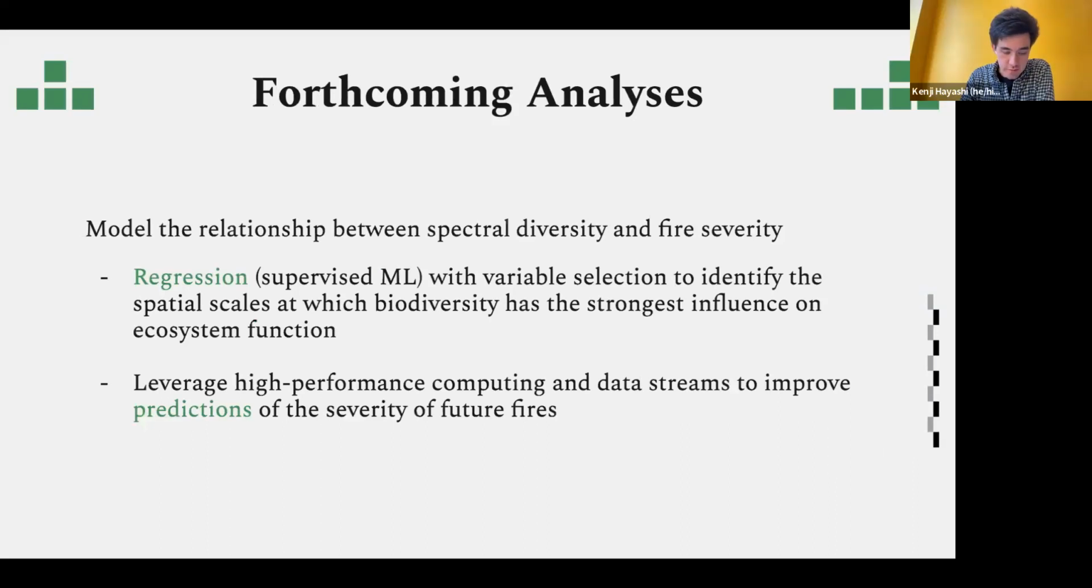Yeah, so the core of what we're really proposing here, which is still forthcoming work, is to model this relationship between spectral diversity and fire severity. We do believe that this is a question that lends itself particularly well to a supervised machine learning approach, such as regression. One possibility that we have floated would be to apply something like a Bayesian, perhaps hierarchical model that takes into account inherent spatial structure on Earth.